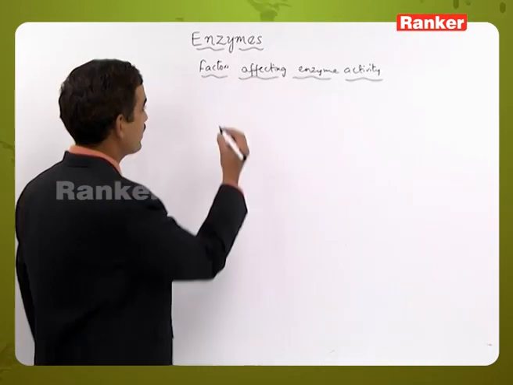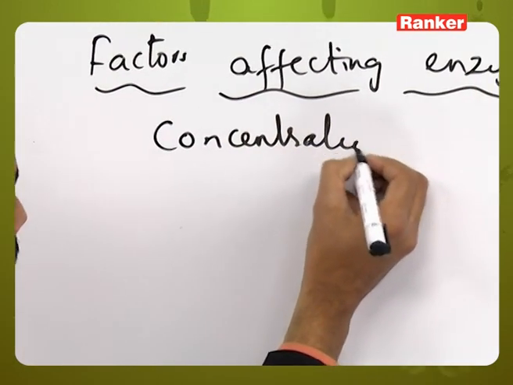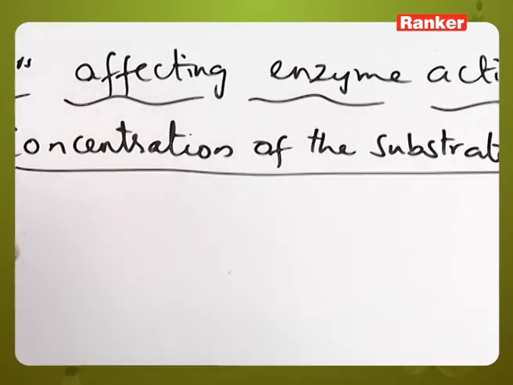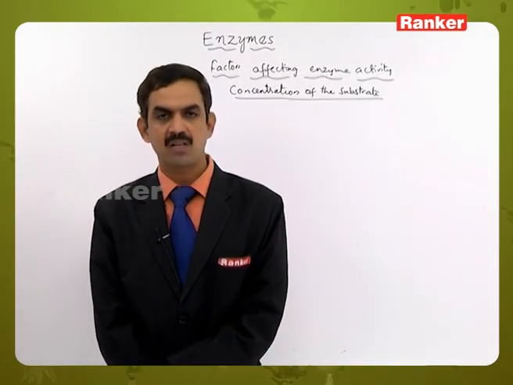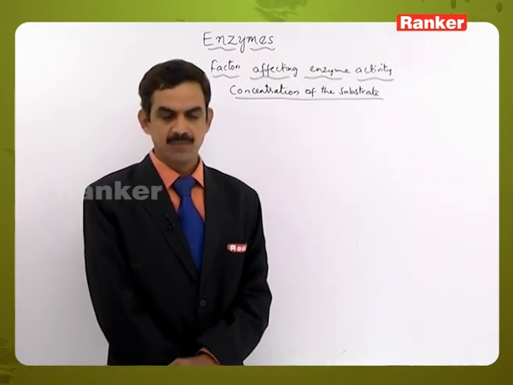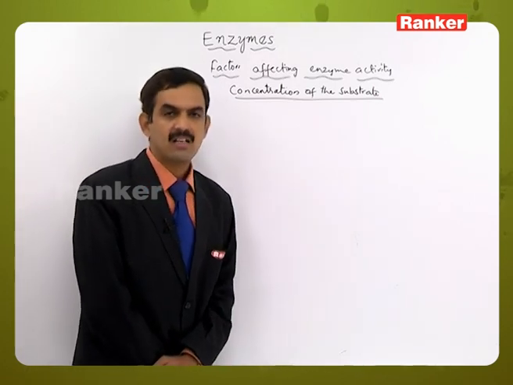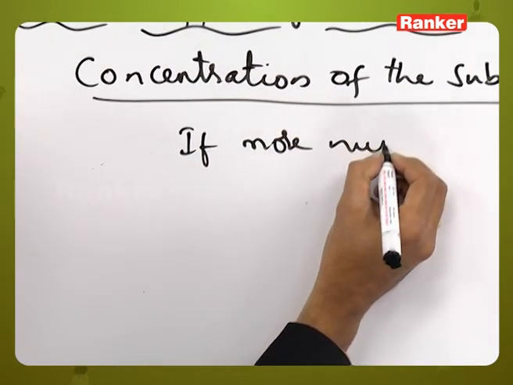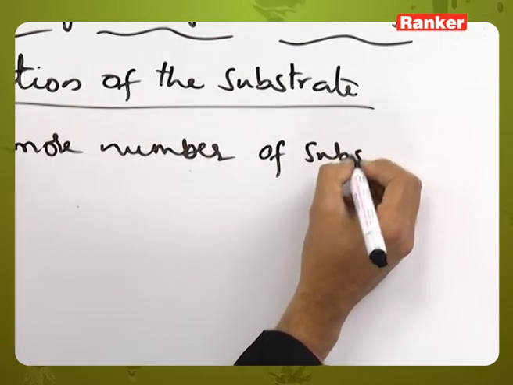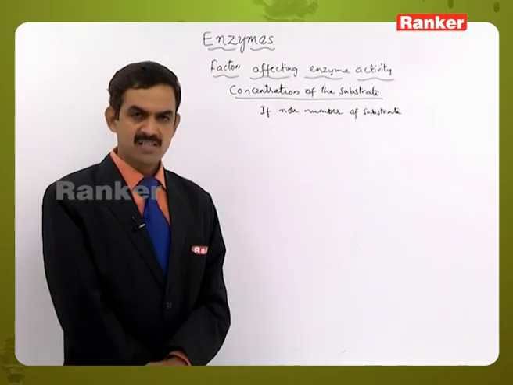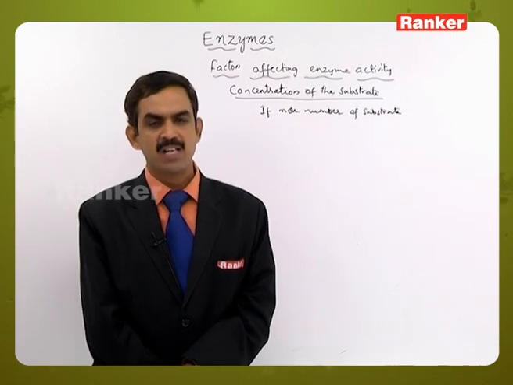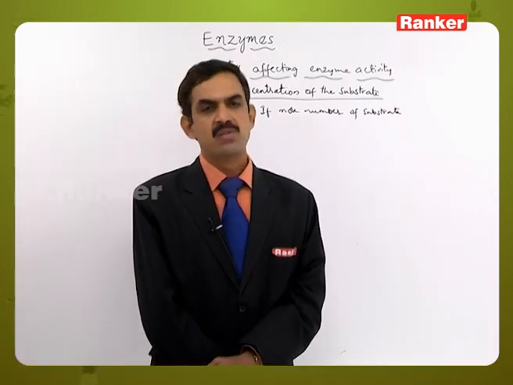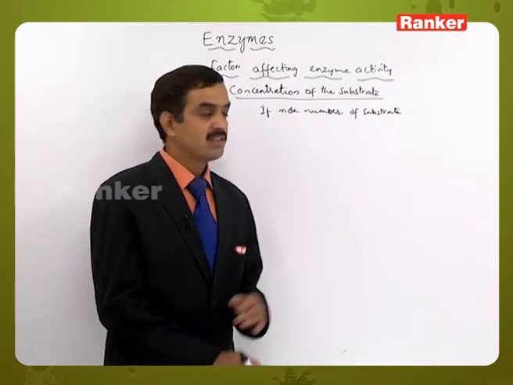So the next factor is the concentration of the substrate. There is a direct relationship between the concentration of the substrate and the catalytic ability or rate of reaction, because as the substrate increases, the catalytic ability will increase. But if more substrates are available beyond the limit of the enzyme, that is, if all the catalytic sites have been occupied by the substrate molecules, there is no space for the enzyme to provide active sites for the remaining substrate molecules. At that time the variation can be seen.